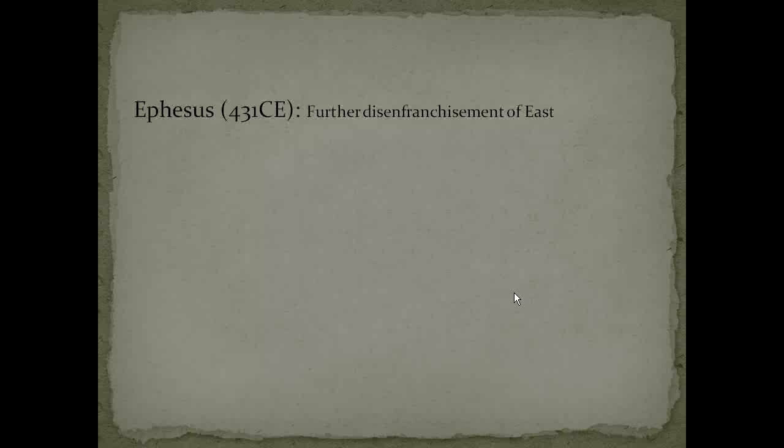Then comes the Council of Ephesus, which kind of swings things back the other way. It's a further disenfranchisement of the East. It condemns Nestorian attempts at compromise. Nestorianism was a serious attempt, as there were many coming particularly out of the East, to try and find the middle ground between the Nicene formula that they were far from convinced of and their own sort of, if you like, broadly Arian kinds of dispositions.